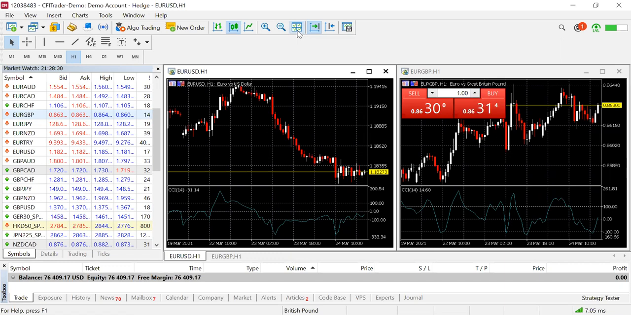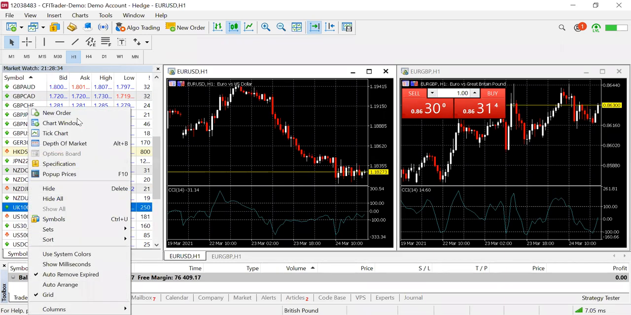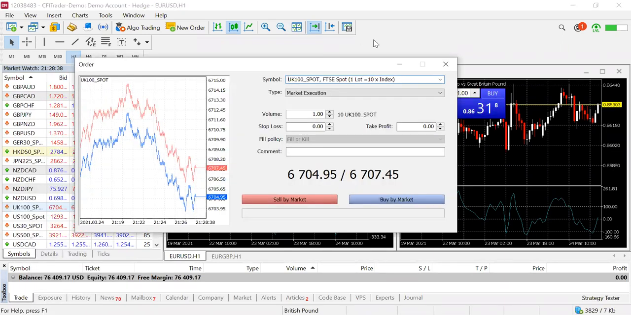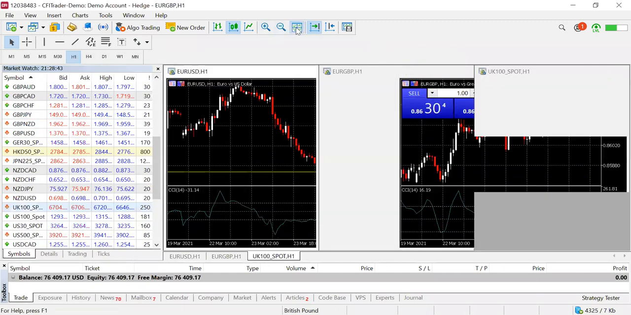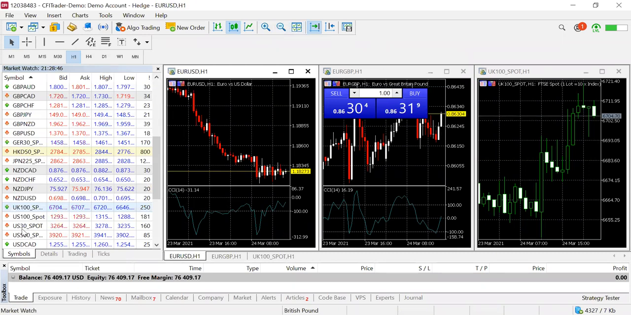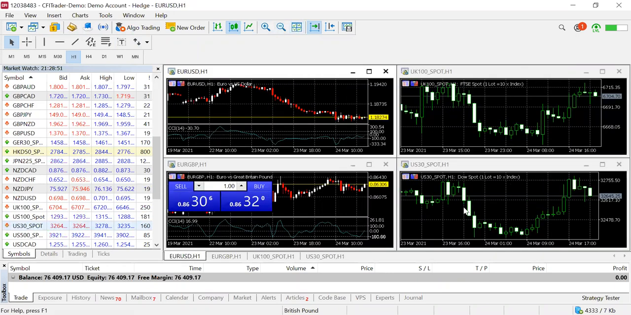Okay, and then let's put four charts so you have an idea how it looks. And then again, just click on the same, and this is how it will look. And then let's put Dow Jones as well, the chart. And this is how it will look. I think this is more than enough. Obviously, it will depend on the size of your screen. The bigger, the better the view. But otherwise, if you have a normal 15 inch laptop or screen, this is how it's going to look.